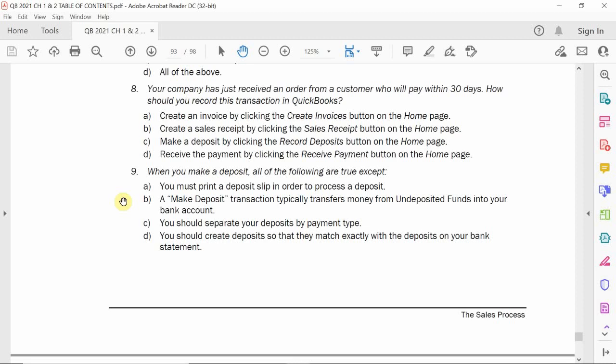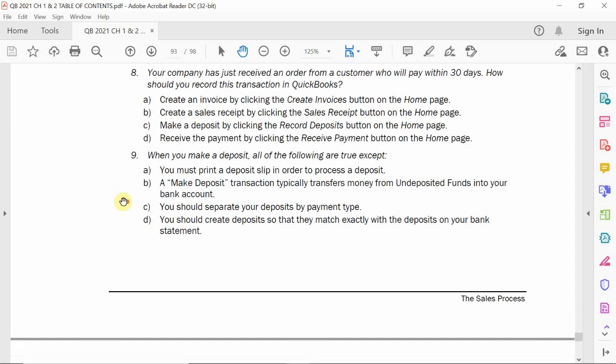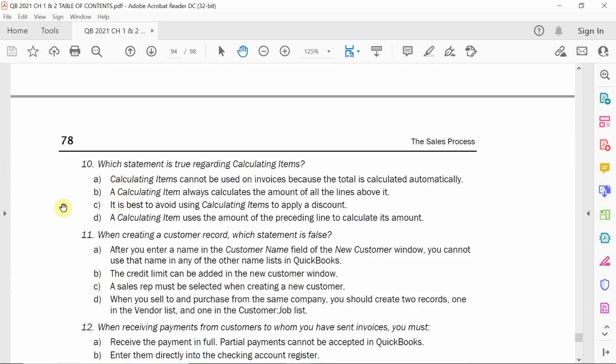Number 9, when you make a deposit, all of the following are true except A. A is correct, that you must print a deposit slip in order to process a deposit. No. In QuickBooks you could print out a deposit slip, but that only saves you time at the bank. At the end of the day, the bank prints you a deposit slip for every transaction you do, so you don't need to print one. Number 10. Which statement is true in regards to calculating items?